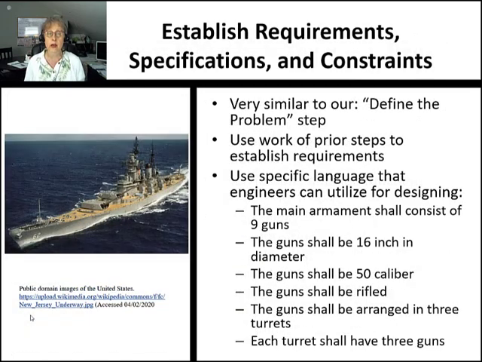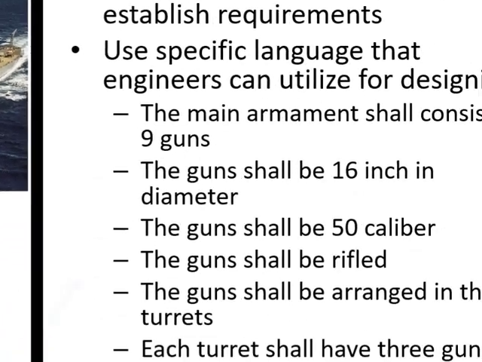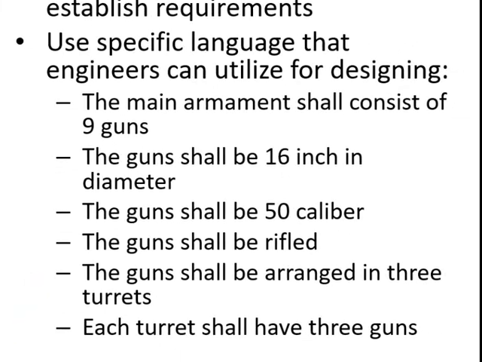The next is to establish requirements, specifications, and constraints. Very similar to our define the problem step. This is where we produce the specific language that a designer can use to actually design something. So in this case, we've taken the USS Iowa class battleships, and that's actually the USS New Jersey there. And here are some of the typical requirements we might see.